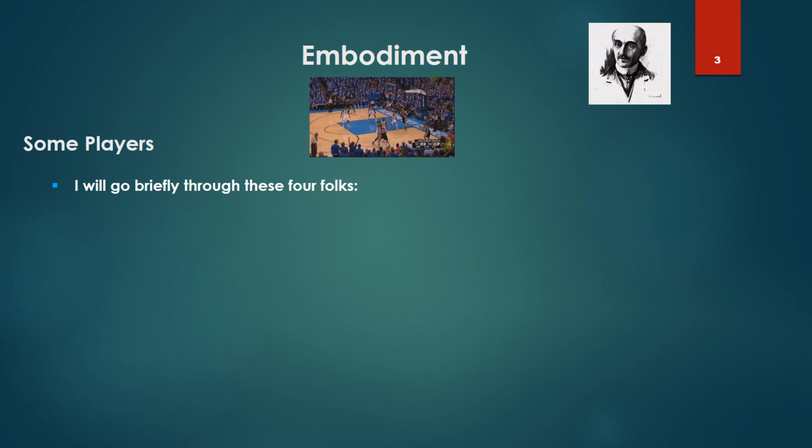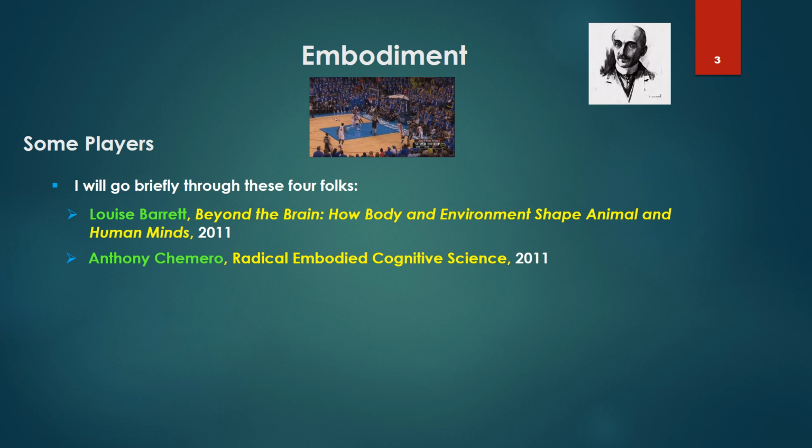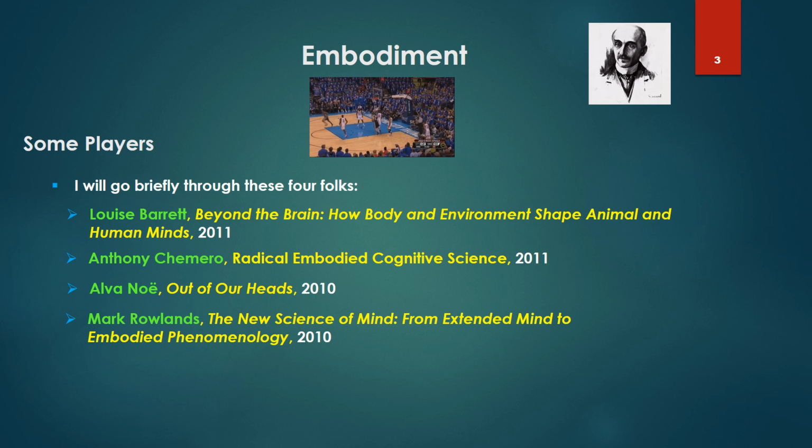So I'm going to go briefly through these 4 folks. Louise Barrett, in her book Beyond the Brain, How Body and Environment Shape Animal and Human Minds. Again, the emphasis on body and environment action in the body. Anthony Chemero, Radical Embodied Cognitive Science. Alva Noë, Out of Our Heads. And Mark Rowlands, The New Science of Mind, From Extended Mind to Embodied Phenomenology.